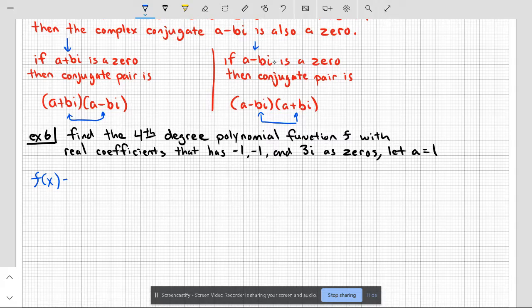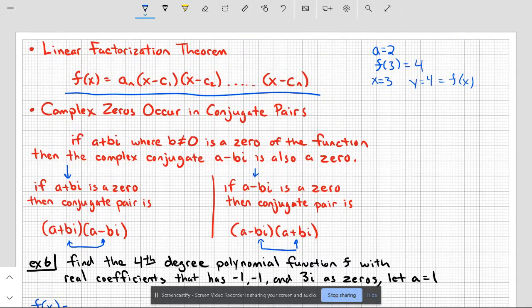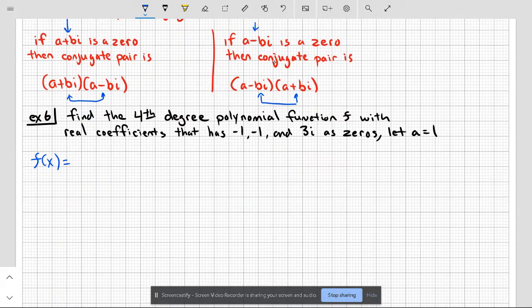And the next one, remember, it's our letter a. So a sub n. And they tell us that a is 1. So here we could just go ahead and write 1. We look at our first zero. So it's going to be the opposite sign. So it's -1, so it's going to be +1. And then our next zero is -1. So +1. And then we have a complex. So here we're going to say x minus 3i, and then we need its pair. So this one needs the plus 3i.